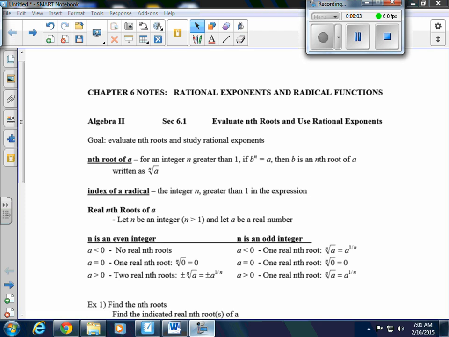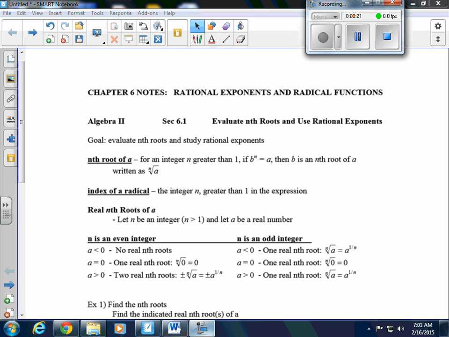Today we're going to be starting Chapter 6, which is on rational exponents and radical functions. We're going to be looking at Section 6.1 today, which is on evaluating nth roots and using rational exponents. And our goal is to evaluate these nth roots and study rational exponents.